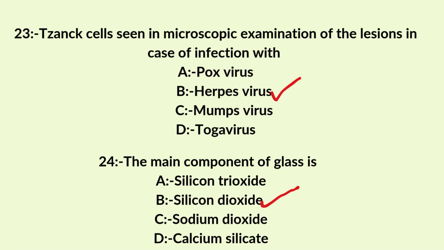Next one, Sanarelli cells seen in the microscopic examination of lesions in case of infection with, options: pox virus, herpes virus, mumps virus, toga virus. Answer is herpes virus. Next one, the main component of glass is, options: silicon trioxide, silicon dioxide, sodium dioxide, calcium silicate. Answer is option B, silicon dioxide.